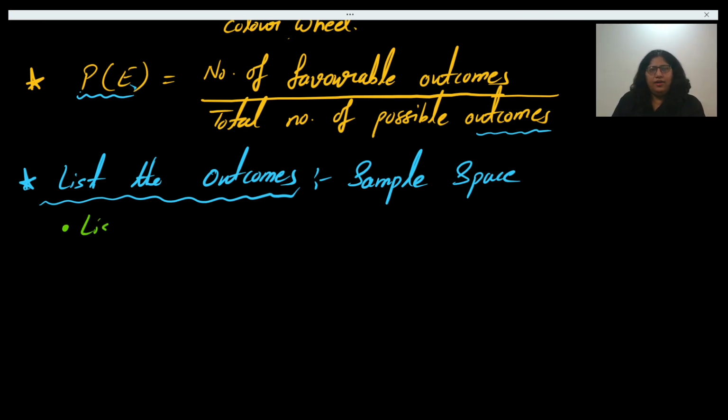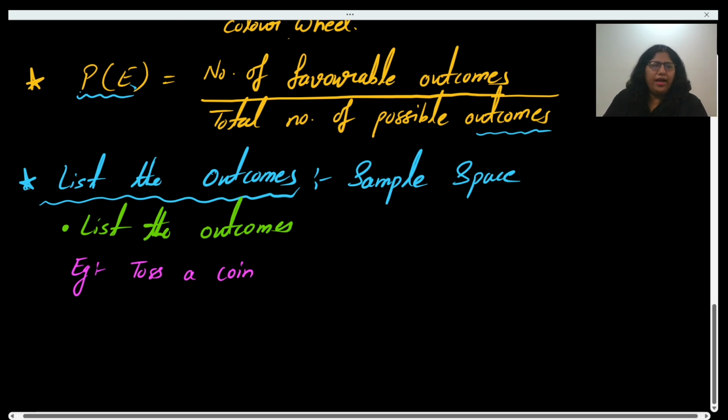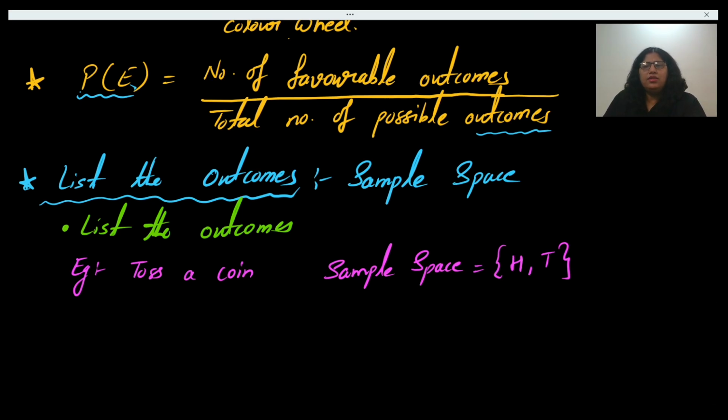Now, how do we list the outcomes? Taking the first example, toss a coin. Whenever you toss a coin, your possible outcomes are nothing but heads and tails. So how do we write the sample space? It is going to be either heads or tails, written in curly brackets.